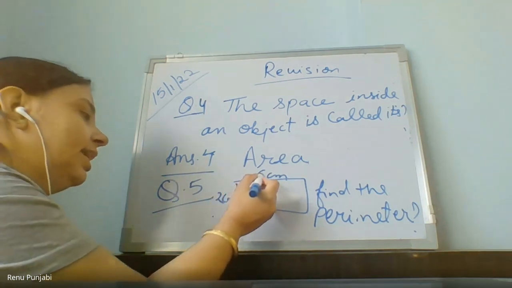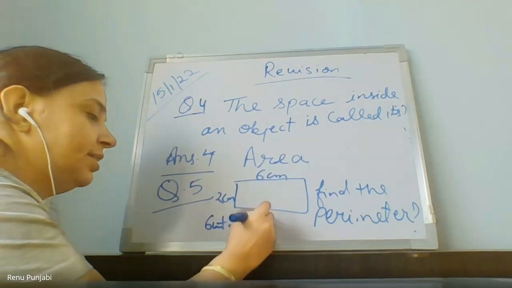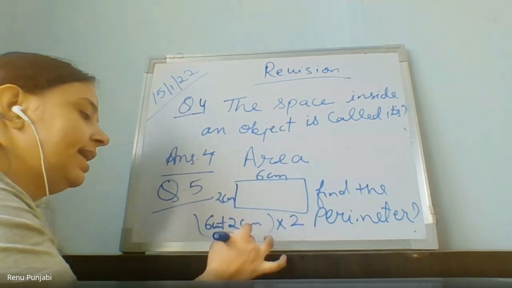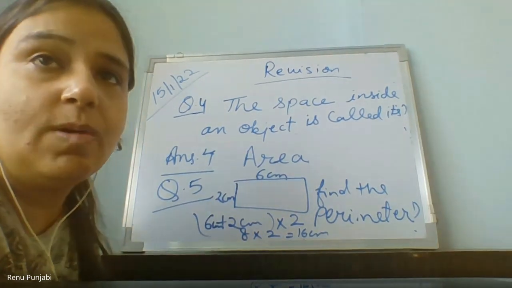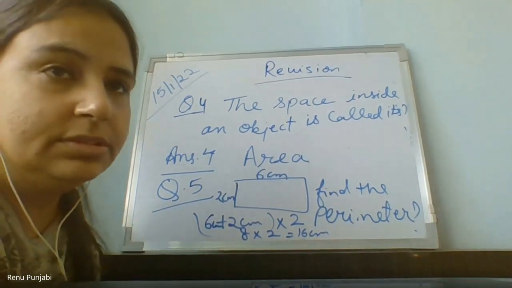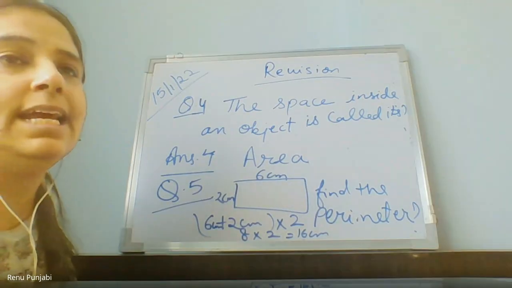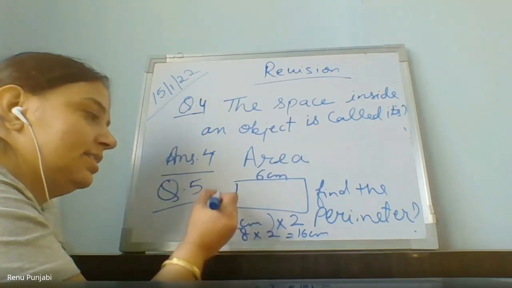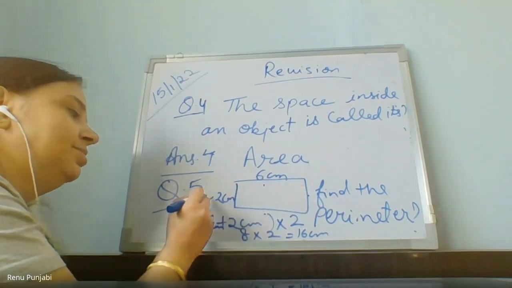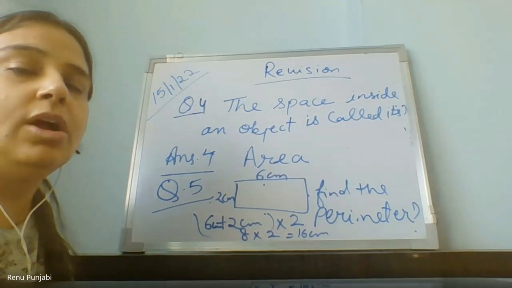So either you can add 6 centimeter plus 2 centimeter and multiply with 2, that is 8 multiplied by 2 is 16 centimeter. Is it 16 centimeter square or only centimeter? No, it's a perimeter, so only centimeter. 16 centimeter. Clear everyone? Yes, ma'am. We are adding all the sides: 6 centimeter, 2 centimeter, 6 centimeter, 2 centimeter, that is 16 centimeter. So only in the area we write square, not in the perimeter.